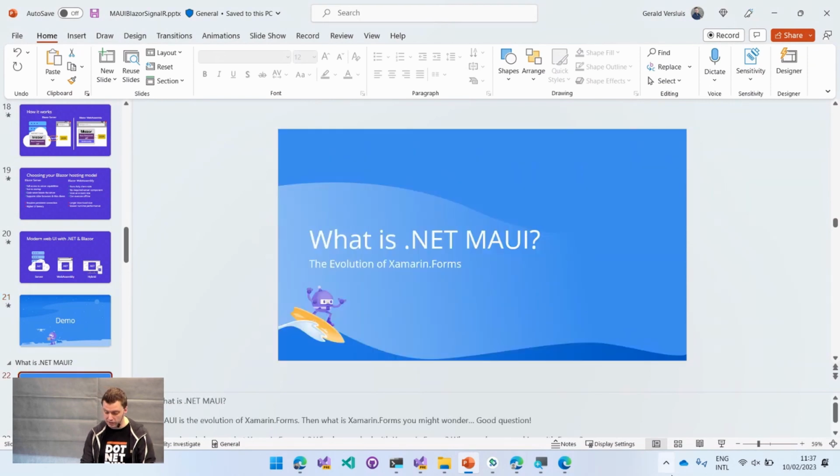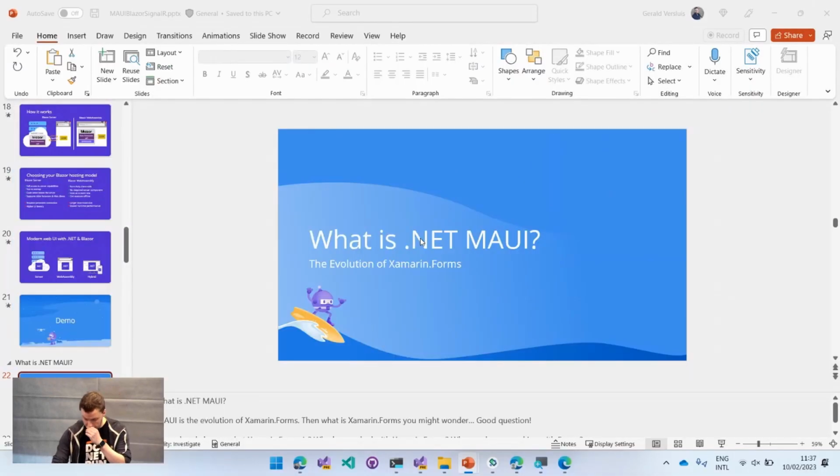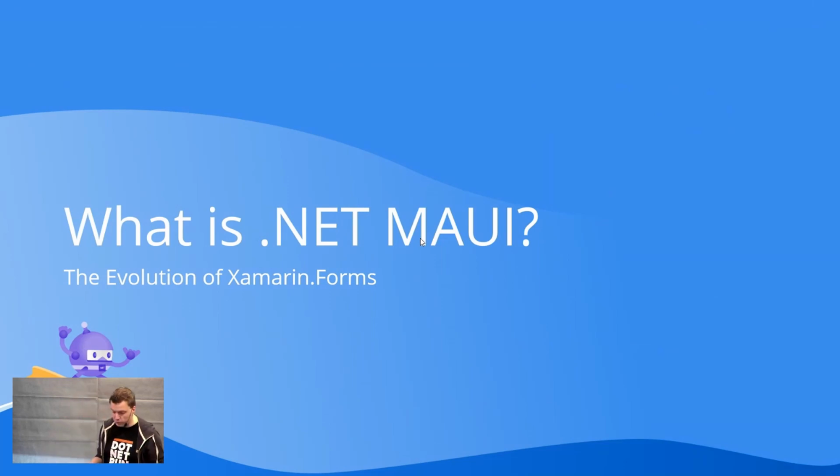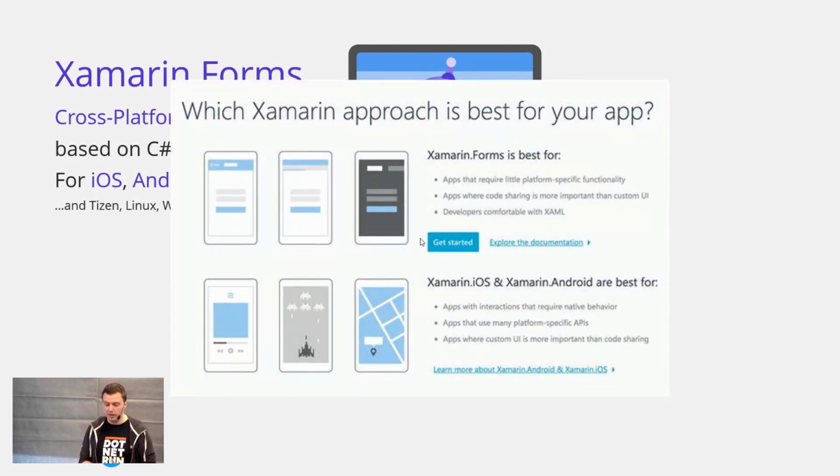So what is .NET MAUI? .NET MAUI is really cool. .NET MAUI is the evolution of Xamarin Forms. So if you have been using Xamarin Forms, is there anyone who has been using Xamarin Forms before? All right, awesome. Then you know already a little bit of what this is. So we have Xamarin Forms, which has been our offering for cross-platform apps based on C# and .NET, running on iOS, Android, and UWP.